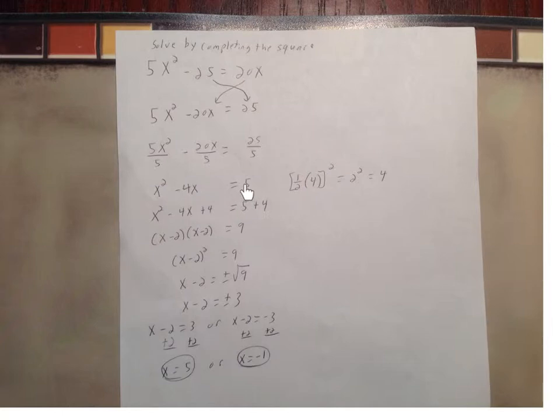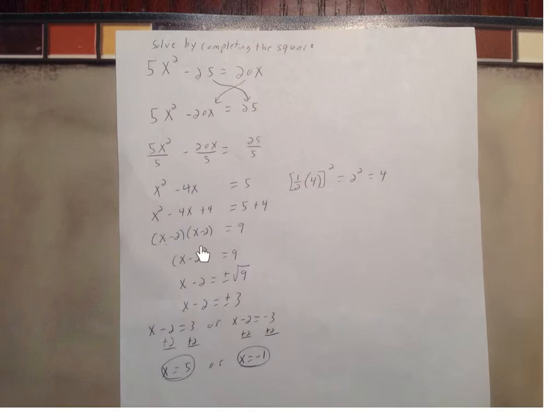Now we're ready to complete the square. Look at the coefficient of x. You take half of it and you square it. Half of 4 is 2. 2 squared is 4. You want to add that number to each side. And so that gives you 9 here.